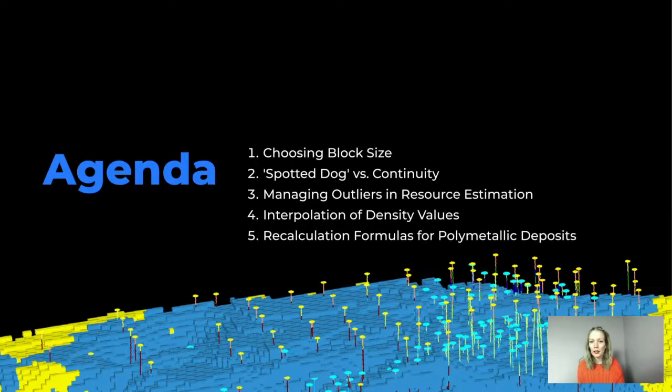And moreover, we'll examine various approaches for dealing with individual samples that exhibit anomalous content, and we will uncover the appropriate methods to apply in the specific cases. And lastly, we will highlight the importance of accurately determining the volumetric weight of ores. We will explore different interpolation methods to ensure the precise estimation.